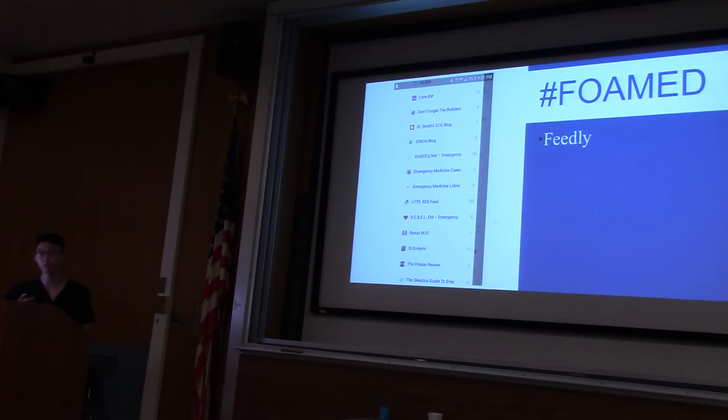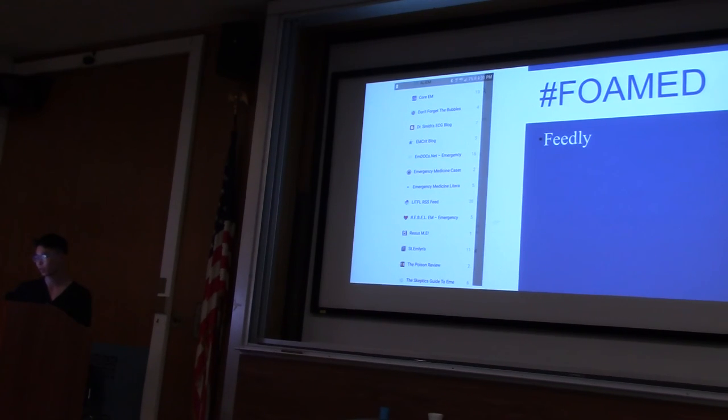EM Nerd is a great one for reviewing literature. I forget his name, but he does a lot of in-depth reviews of literature. He knows really good biostat stuff, so he really breaks that down. Obviously, Life in the Fast Lane is from Australia. They've got a lot of good information there. REBEL EM is Salim Rezaie and his residency. They do some good reviews.